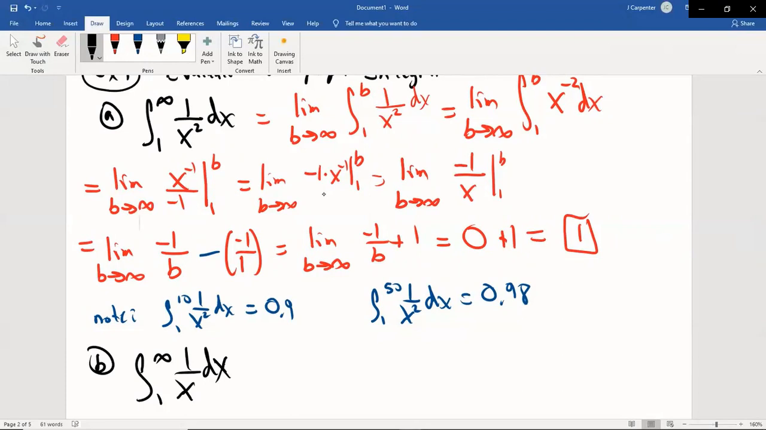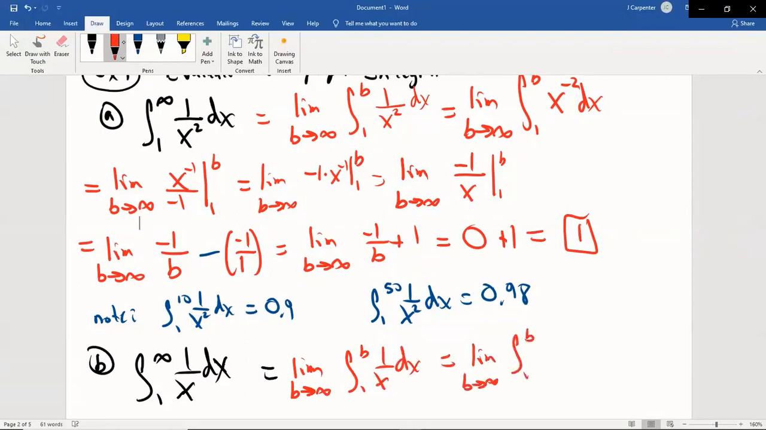But let's try this one. Because of the infinite endpoint, we have to switch this to a limit as b, or whatever letter you like, goes to infinity, from 1 to b of 1 over x dx, which we can write as the limit as b goes to infinity, 1 to b, of x to the negative 1 if you want to.